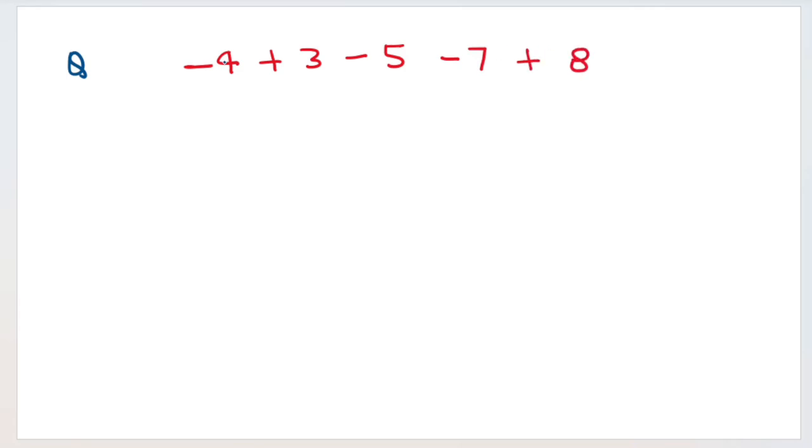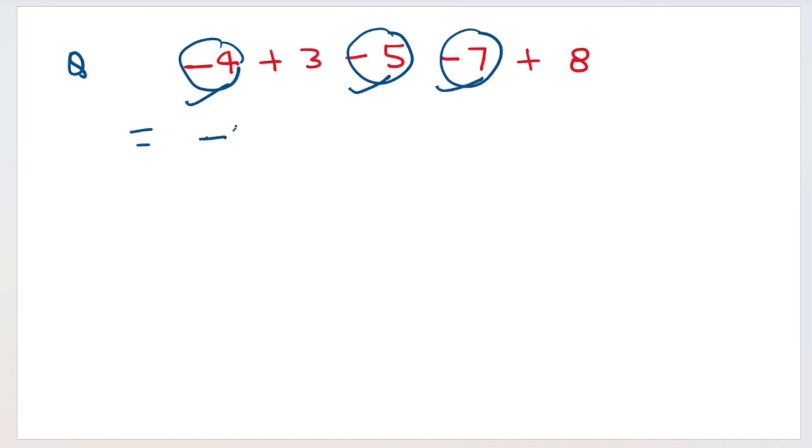Now we have to solve minus 4 plus 3 minus 5 minus 7 plus 8. So to solve this easily, I am adding negative integers together. So minus 4 minus 5 is minus 9, then minus 7 will become minus 16. And what about positive? So plus 3 plus 8, it will be plus 11.